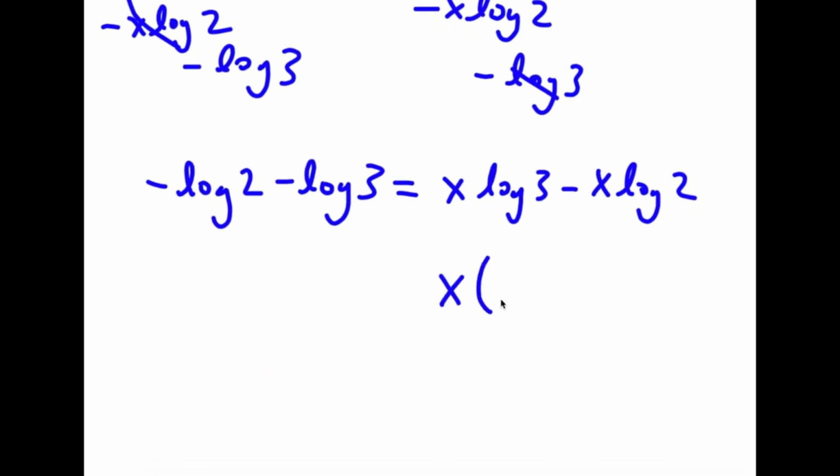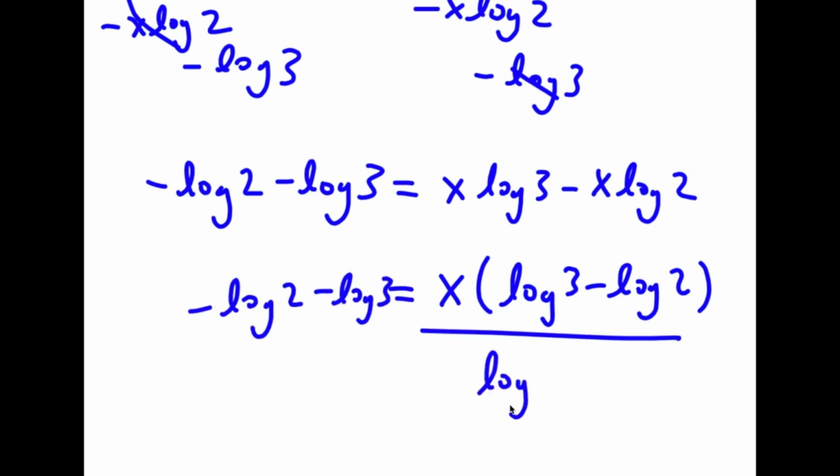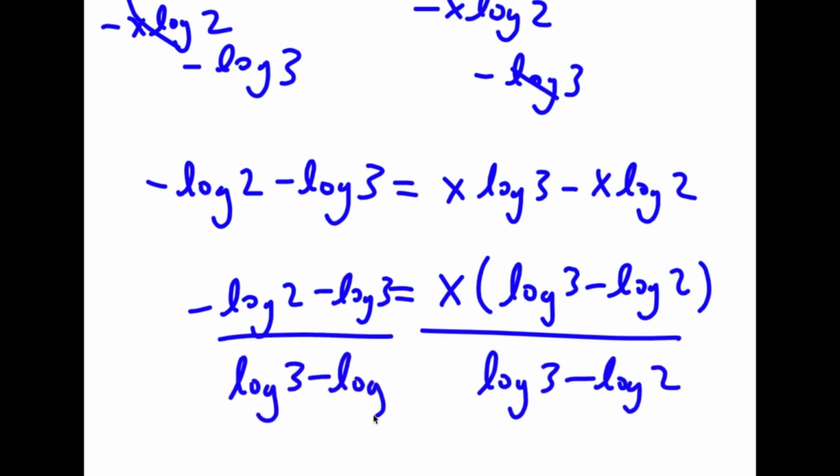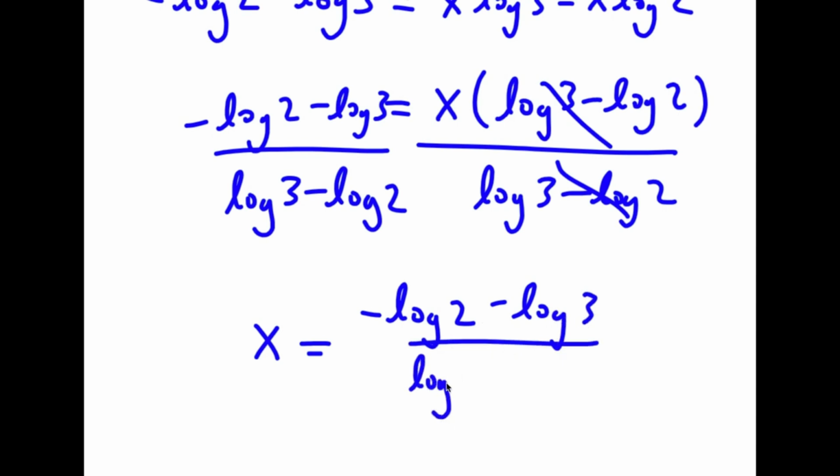Now if I factor out x from here, I get x times log 3 minus log 2 is equal to negative log 2 minus log 3. If I divide both sides by log 3 minus log 2, I have x is equal to negative log 2 minus log 3 over log 3 minus log 2.